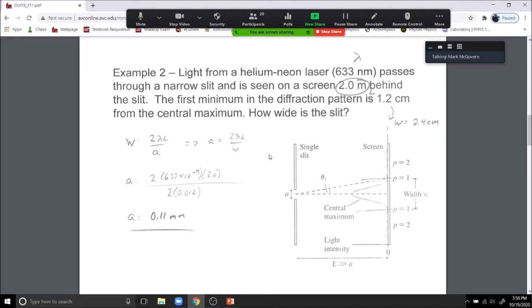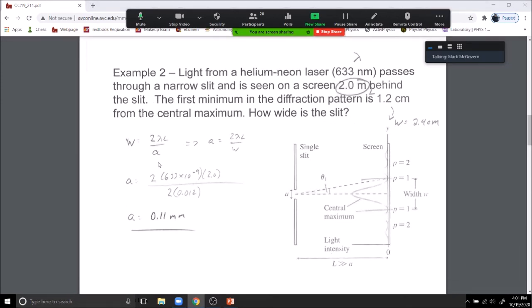Light from a neon laser, 633 nanometers, passes through a narrow slit. The screen distance is 2 meters. The first minimum, when it comes to diffraction, we care about minimums, in the pattern is 1.2 centimeters from the central maximum. What is the height of the slit?